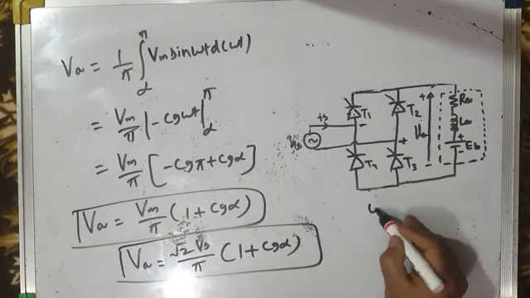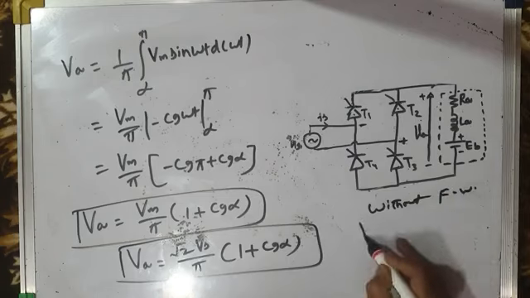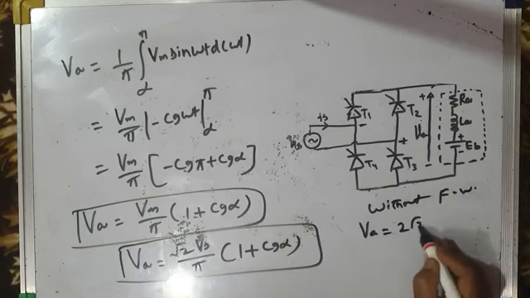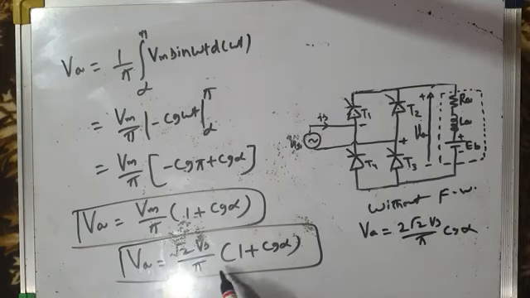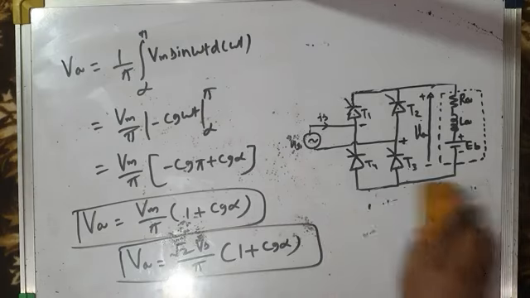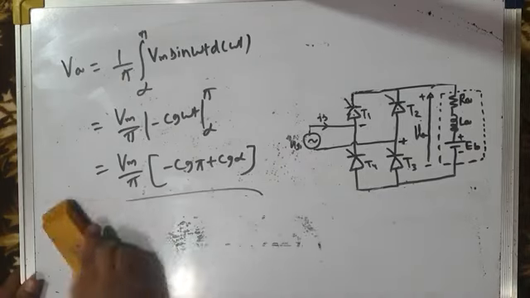Without freewheeling, if you remember, what was the average load voltage? It was 2 root 2 Vs by pi cos alpha. And with freewheeling, it has changed. It has now become root 2 Vs by pi times (1 plus cos alpha). These are different expressions. This is without freewheeling, this is with freewheeling. So this is the average load voltage. Now let us try to find the torque speed characteristics.